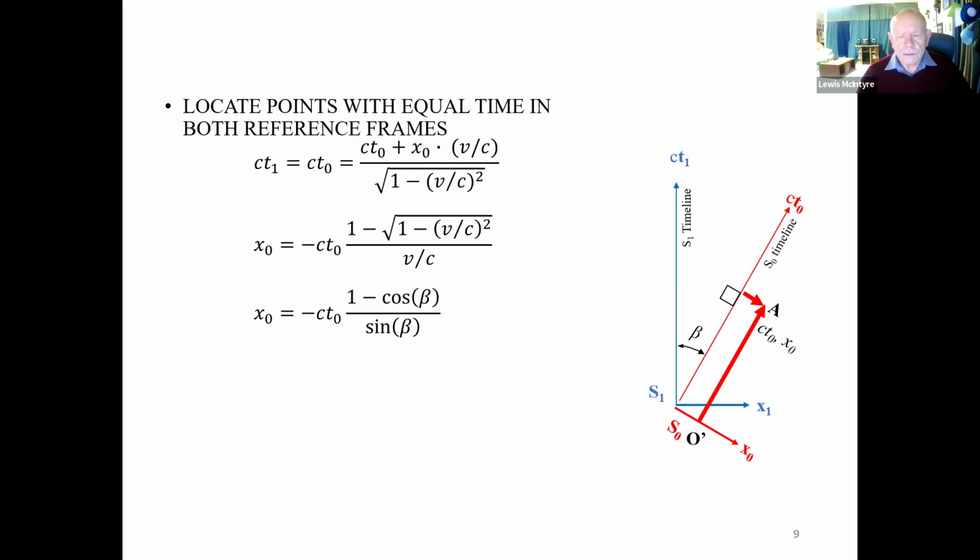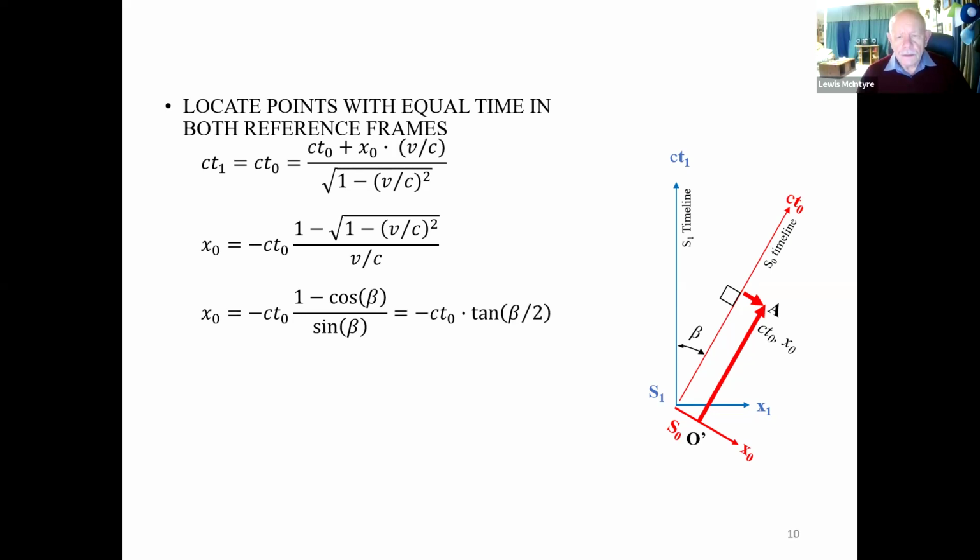It's less messy when expressed trigonometrically, and we recognize the trigonometric beta function as the trig identity of the tangent of 1/2 the velocity angle beta, basically the bisector of the velocity angle.